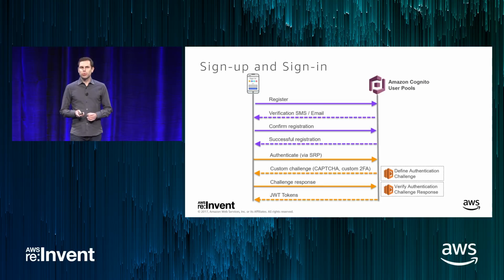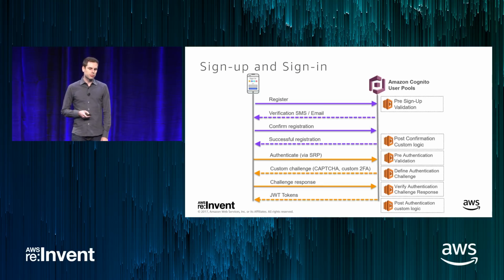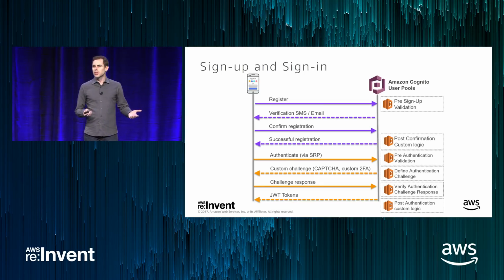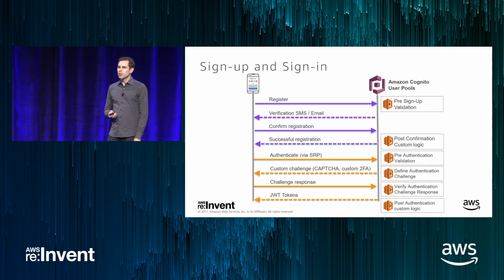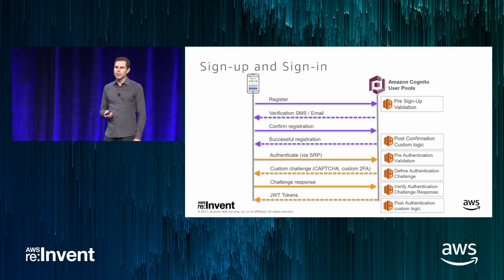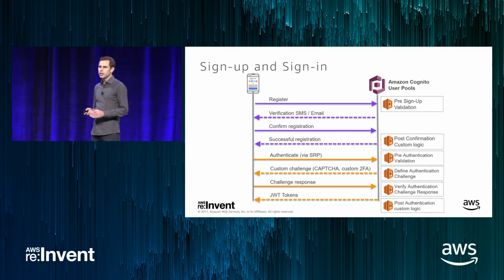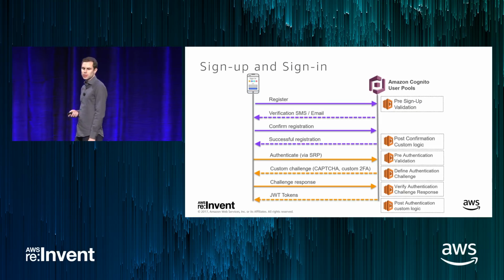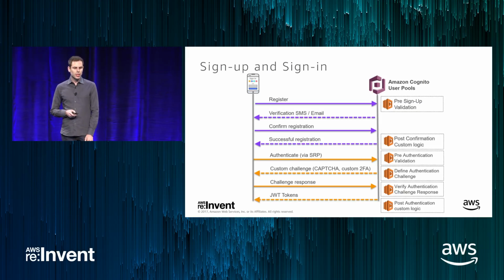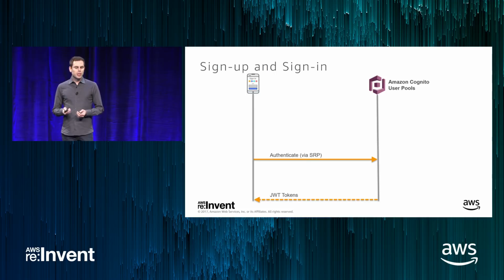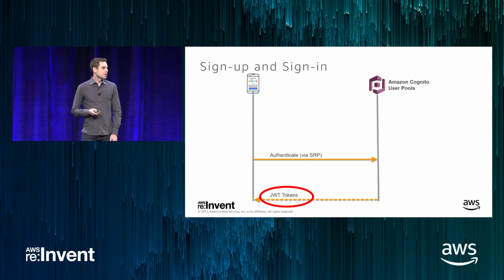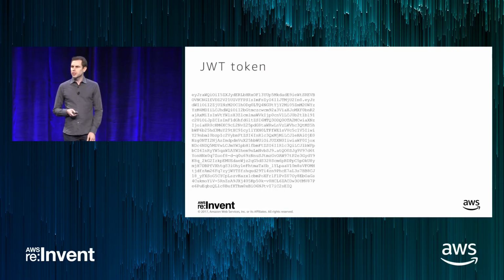But this is just one example of how you could customize your user experience. To show you a more comprehensive list, here's a full view of a lot of the Lambda triggers that you can hook in from the sign-up moment all the way through your post-authentication logic to customize your flows. Now, I know I mentioned you're getting back JWT tokens. So for those that aren't familiar, let's take a look at what a JWT token is.